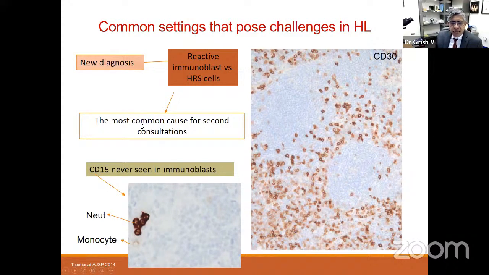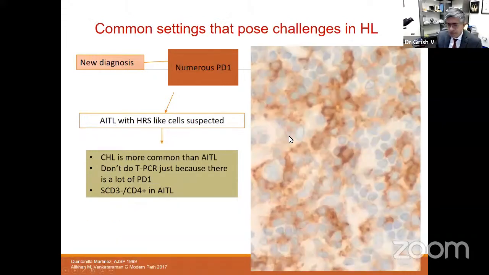And one most useful stain that you can do is CD15. Reactive immunoblasts will never express CD15, but interpreting CD15 can be tricky if you have lots of neutrophils. So these are your strong neutrophils inside capillaries, whereas these are your monocytes with weak CD15 over there. And because immunoblasts have the exact same phenotype as Hodgkin for CD30, MUM1, CD79a, B-cell markers, everything is the exact same as Hodgkin cells. So be careful around these.